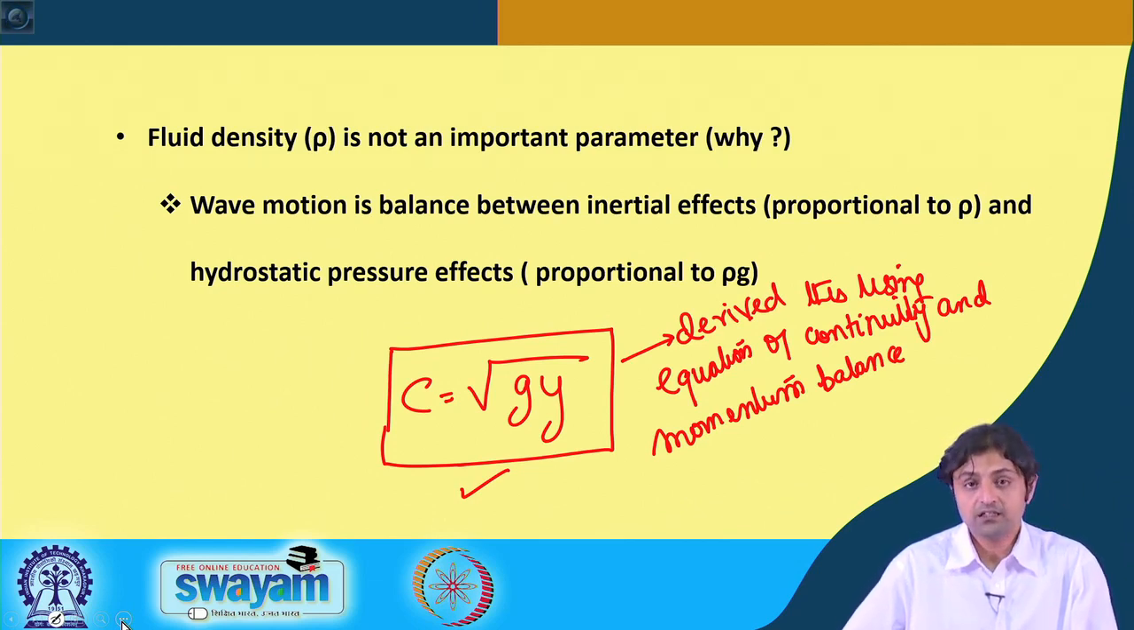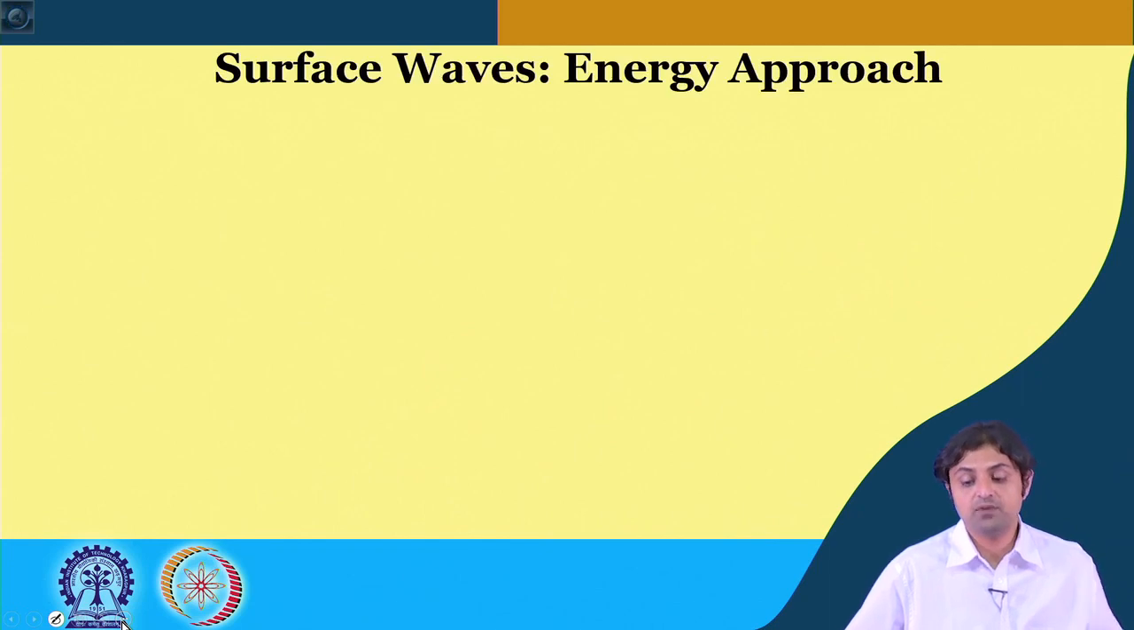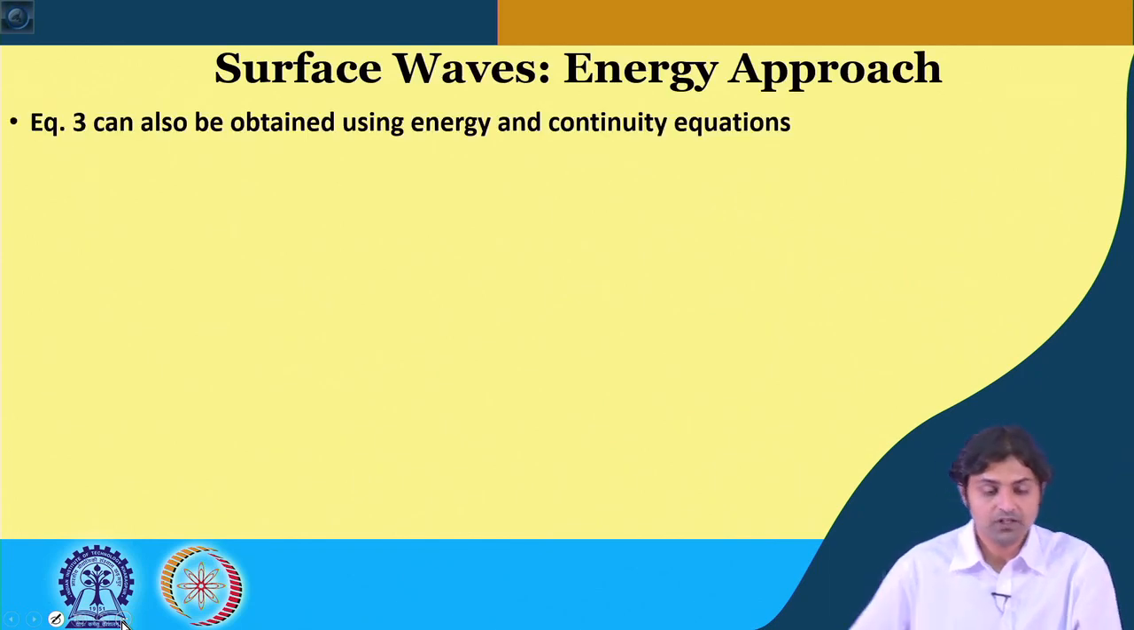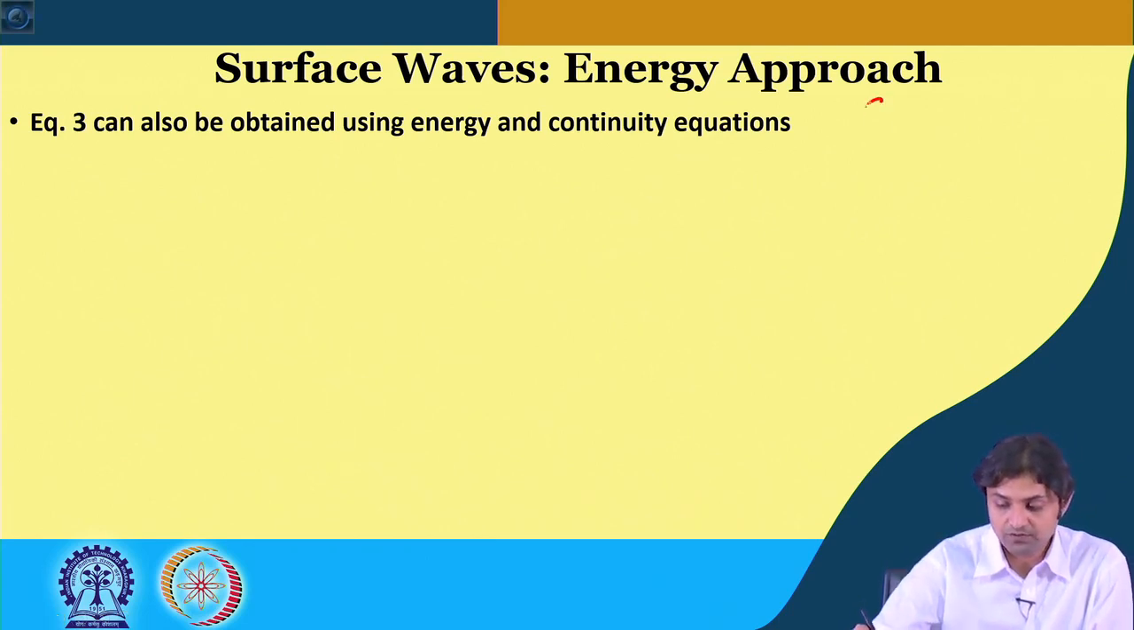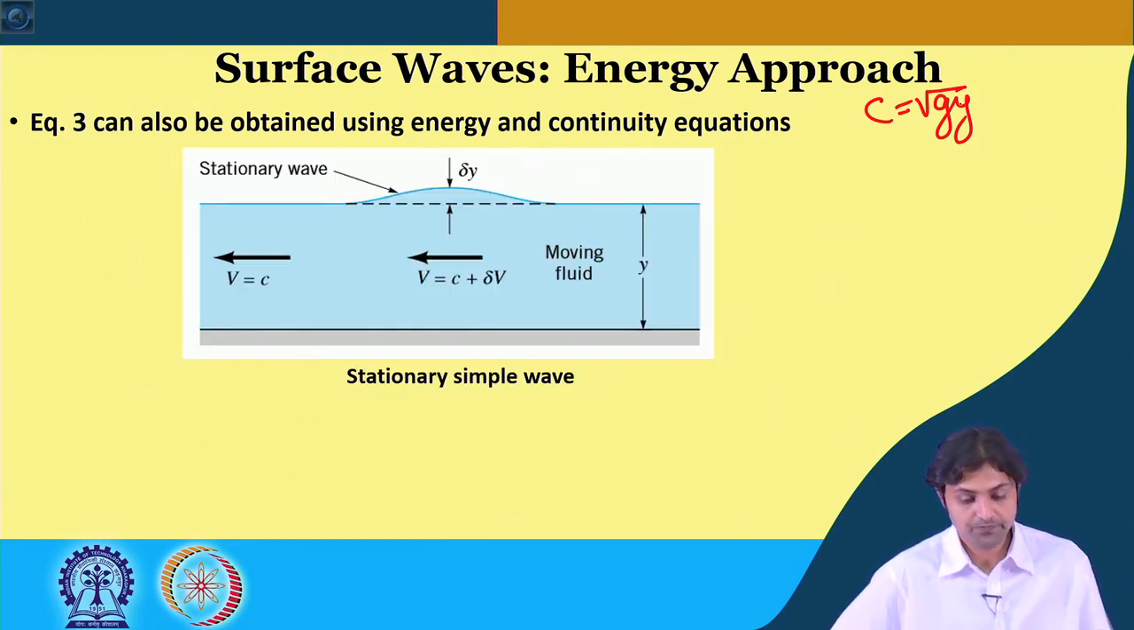So, I said that this was derived using the continuity and momentum balance. However, the same result can also be obtained using the energy balance approach. Okay. So, the equation number 3, c is equal to under root g y, can also be obtained using energy and continuity equations instead of momentum.